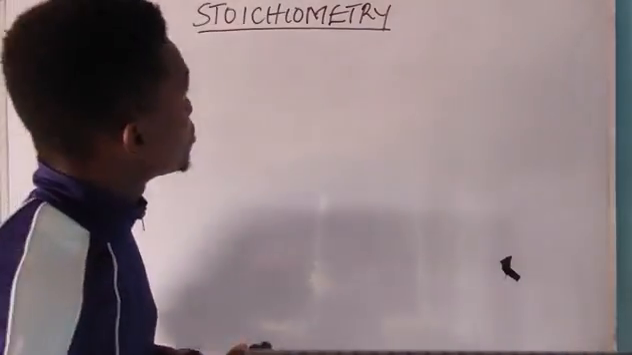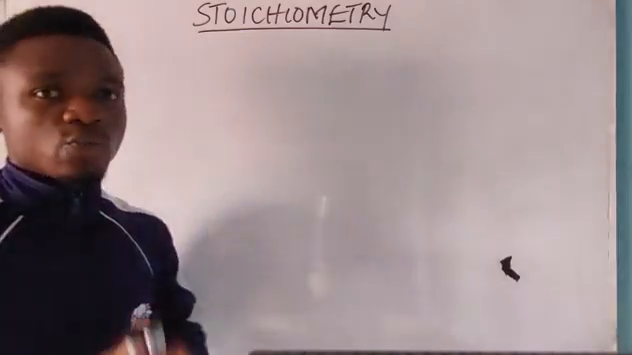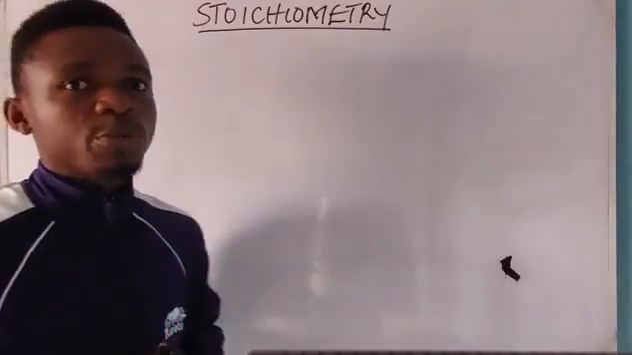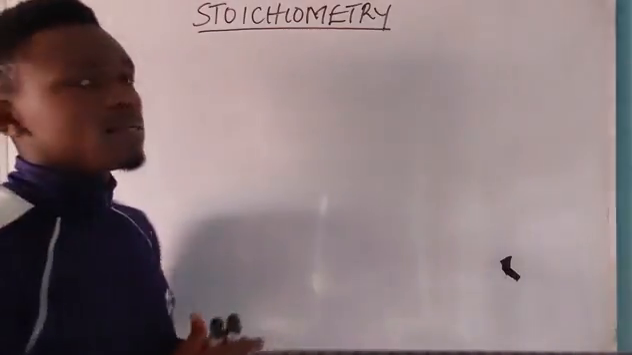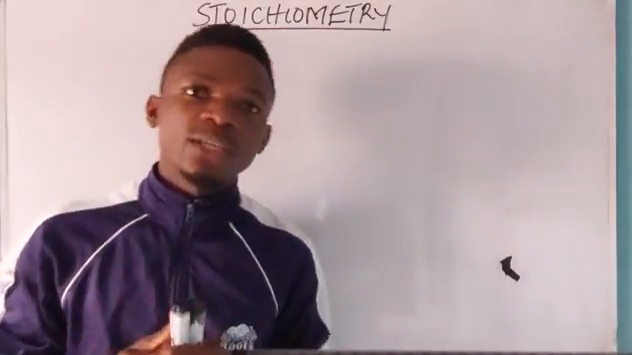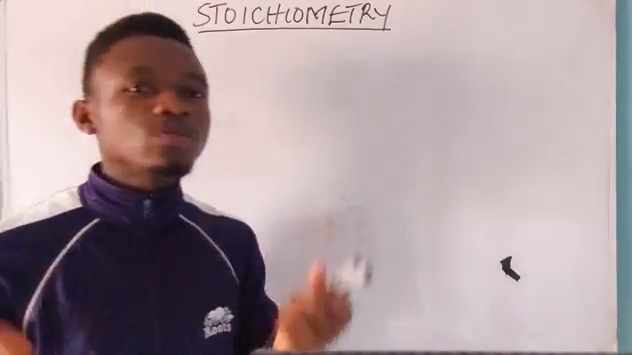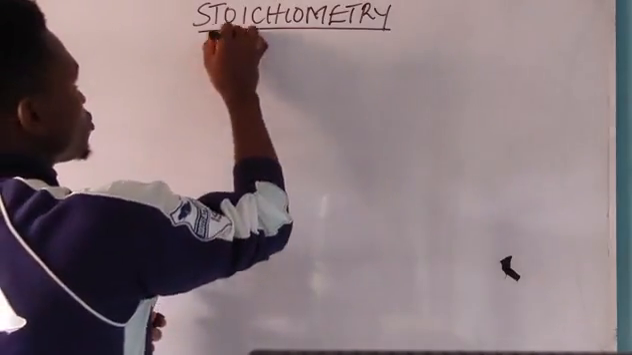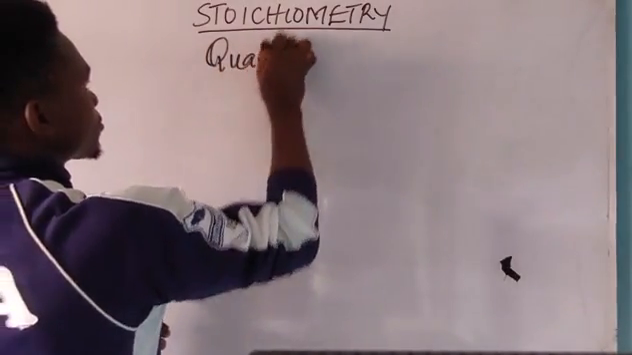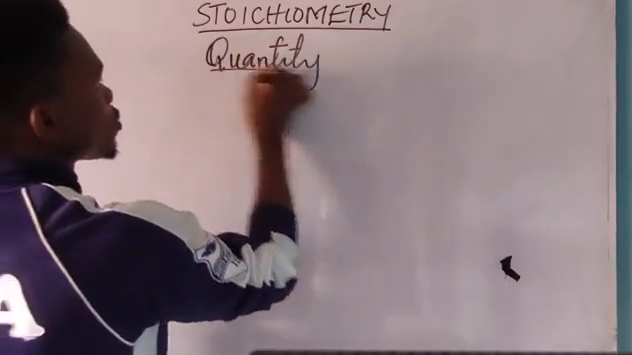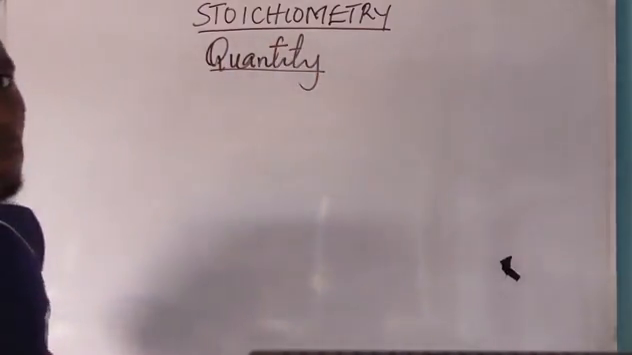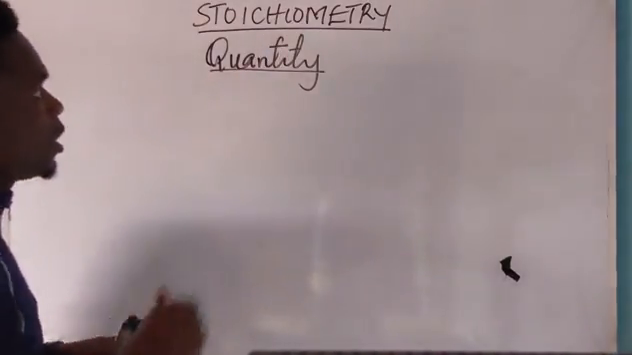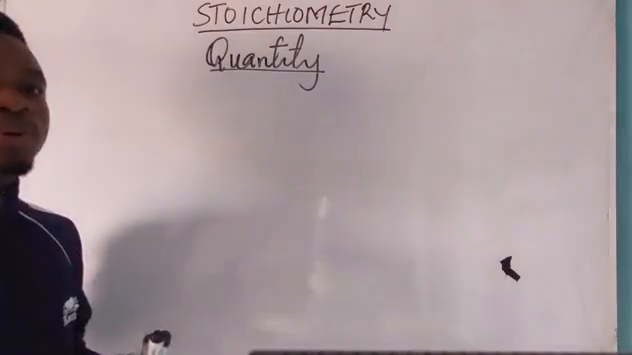In today's video, we shall be discussing stoichiometry as one of the crucial topics in the world of science, that is chemistry to be precise. Now, stoichiometry is that part of chemistry that deals with the quantity of substance used in a chemical reaction. That is the meaning of stoichiometry.